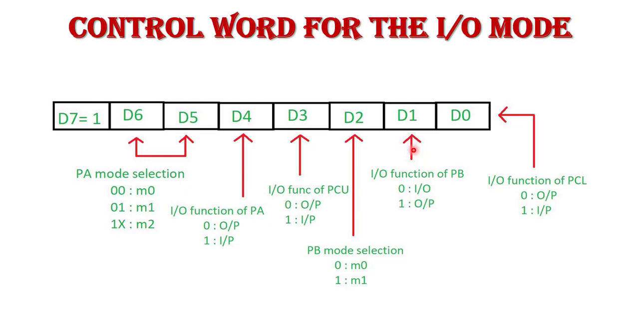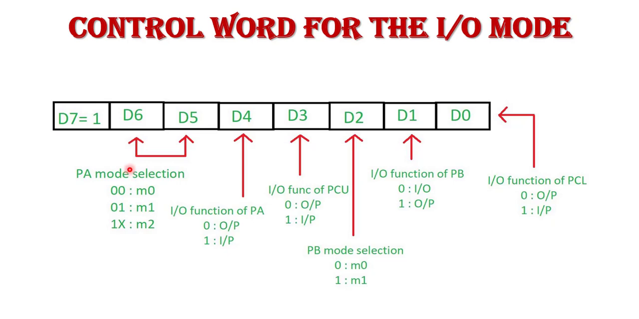Next is D1 pin. D1 pin is also used to define the input output functionality of port B. If this bit is 0, port B works as an input port. If this bit is 1, port B works as an output port. Last is D0. D0 is used to define the input output functionality of port C lower. If this is 0, it means port C lower works as an output port. If this pin is 1, port C lower works as an input port.